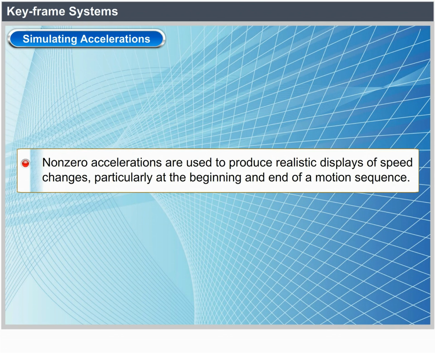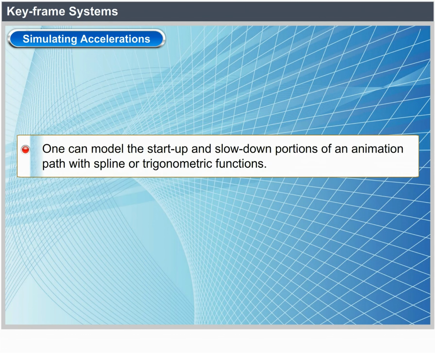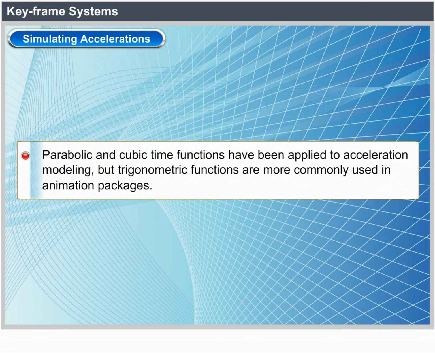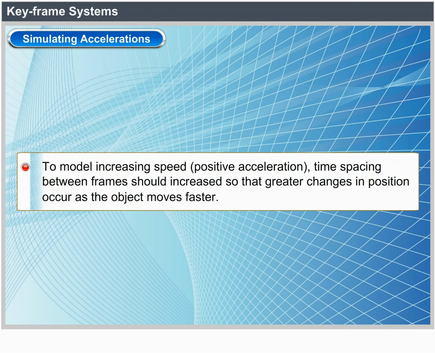Non-zero accelerations are used to produce realistic displays of speed changes, particularly at the beginning and end of a motion sequence. We can model the startup and slow down portions of an animation path with spline or trigonometric functions. Parabolic and cubic time functions have been applied to acceleration modeling, but trigonometric functions are more commonly used in animation packages. To model increasing speed, positive acceleration, we want the time spacing between frames to increase so that greater changes in position occur as the object moves faster.